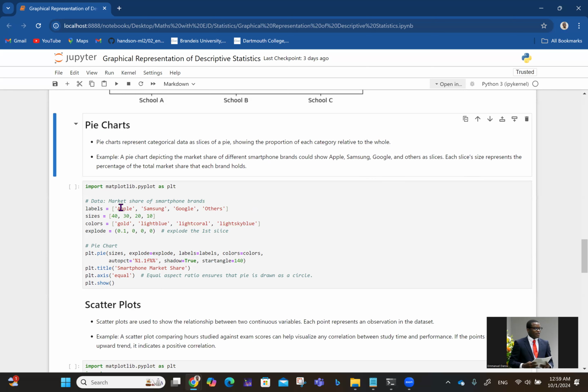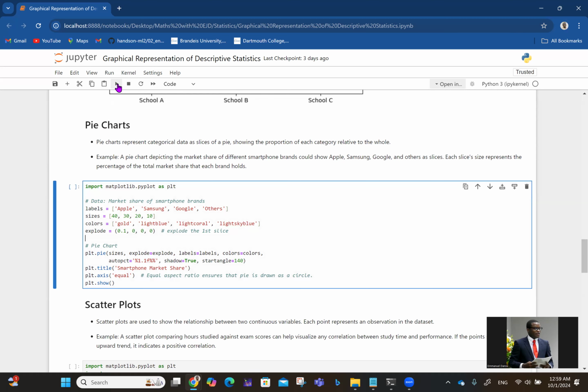So imagine that we want to look at market share of smartphones. So the smartphones are Apple, Samsung, Google, and others. So you have for Apple 40, Samsung 30, Google 20, others 10. And then talking about the colors, you have gold, light blue, light coral, and light sky blue for the pie chart now. And then you can see what that looks like.